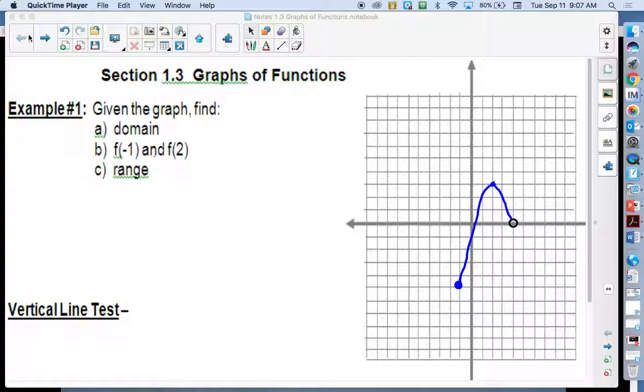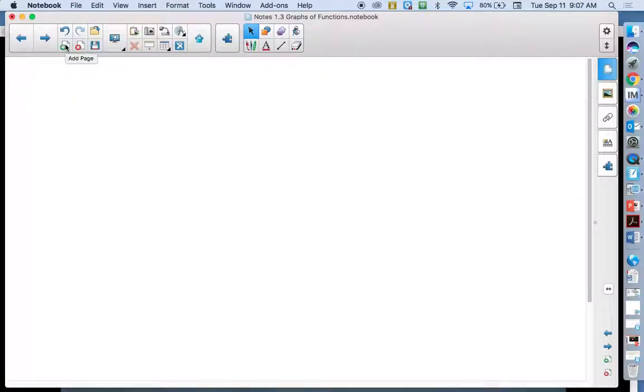All right, so 85 was a fraction problem. 86 was also a fraction problem. And number 85 was the difference quotient.